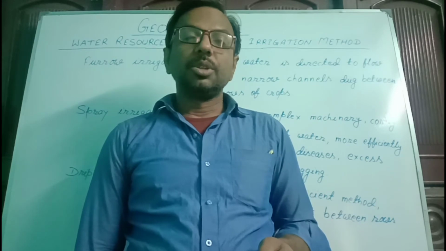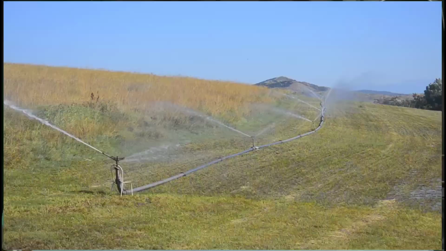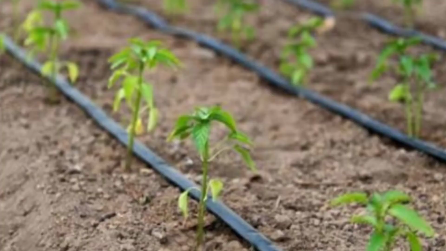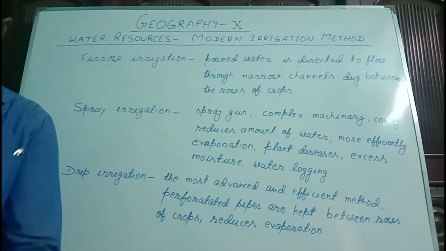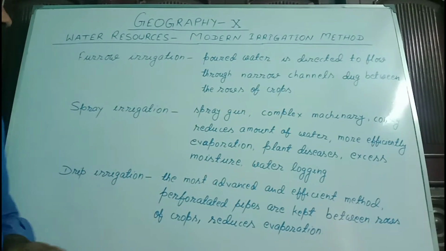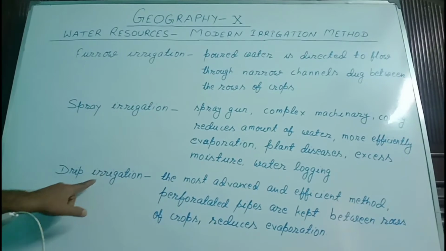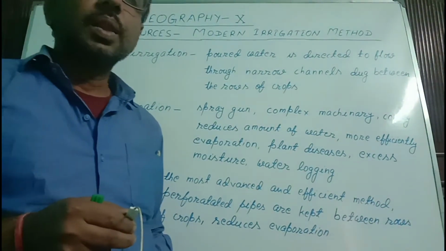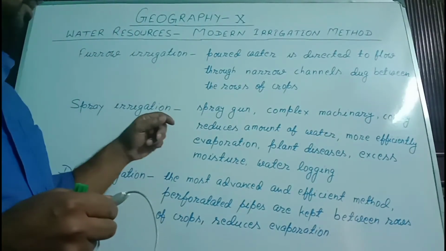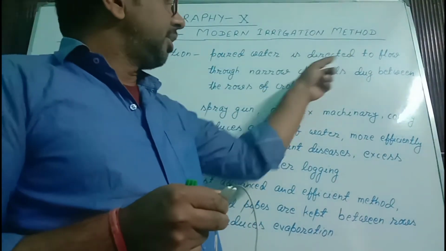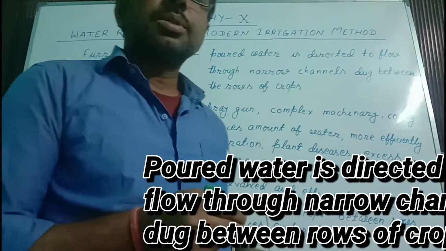Those modern means of irrigation are furrow irrigation, spray irrigation, drip irrigation, and sprinkler irrigation. So, in the first phase, I shall explain these three: furrow irrigation, spray irrigation, and drip irrigation. All these are modern means of irrigation. Furrow irrigation: poured water is directed to flow through narrow channels dug between the rows of crops.